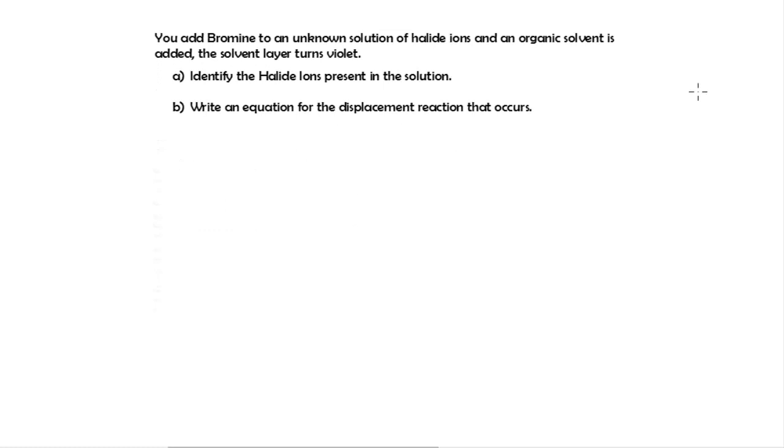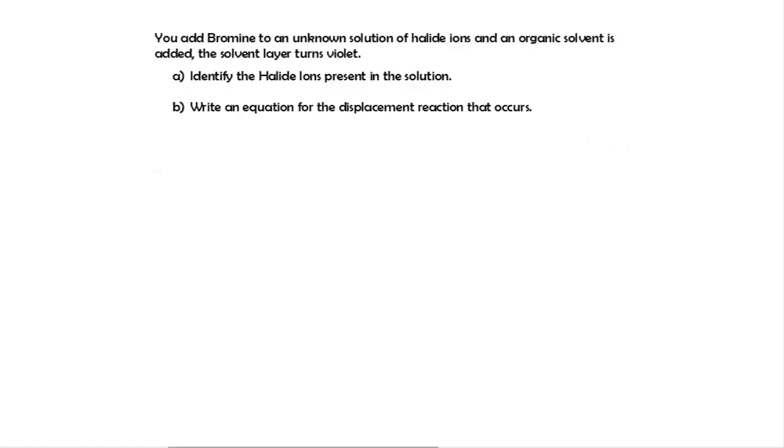Okay, so what I have here is a second situation. In this situation, you add bromine to an unknown solution of halide ions, and an organic solvent layer is added. So a displacement reaction has probably occurred, and the solvent layer turns violet. So that means that some sort of halogen has dissolved in that solvent to turn it that color. And I didn't talk about the solvent layer in my previous video, so might as well talk about it a little bit now.